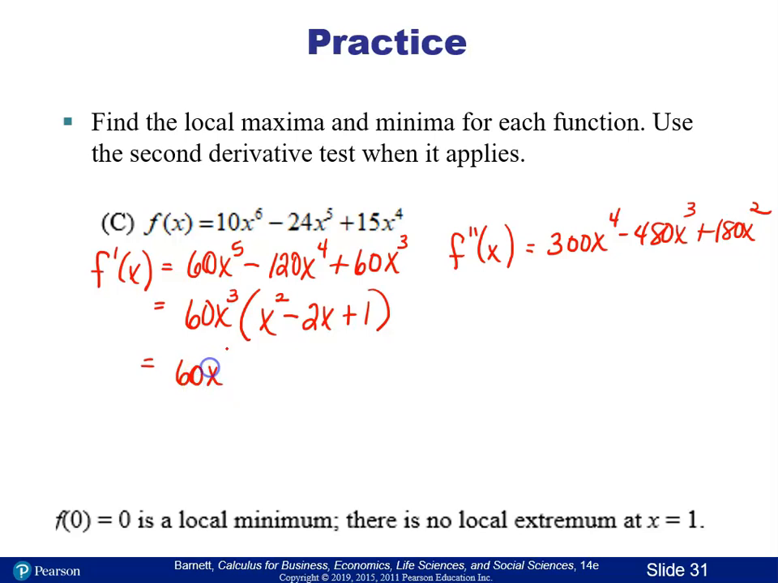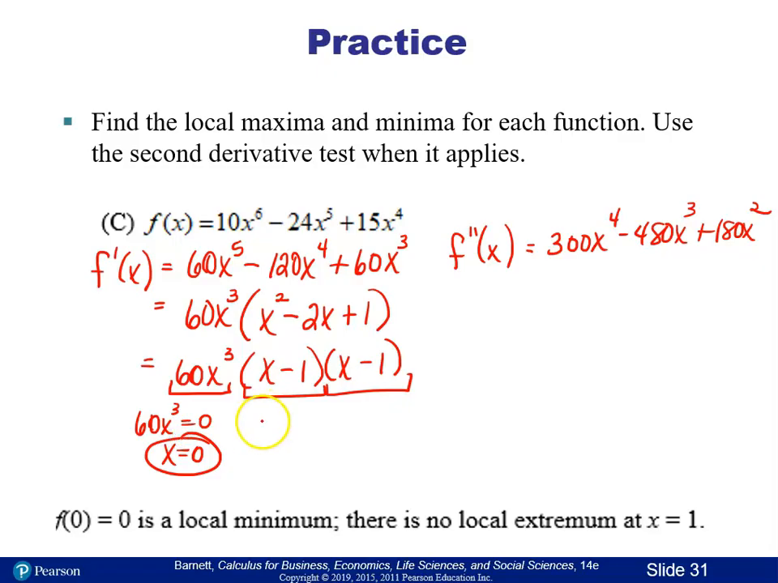And the good news is, even though it started out pretty nasty, this actually factors pretty easily to just being x minus 1 and x minus 1. So for our critical numbers, we've got 3 different factors. If I set 60x to the 3rd equal to 0, I'm just going to get 0 as a critical number. And then here I'm going to get 1 as a critical number. Okay, so I'm going to plug in each of these. When I plug 0 in, I'm going to have 0 minus 0 plus 0, which is 0. So this one is actually inconclusive.